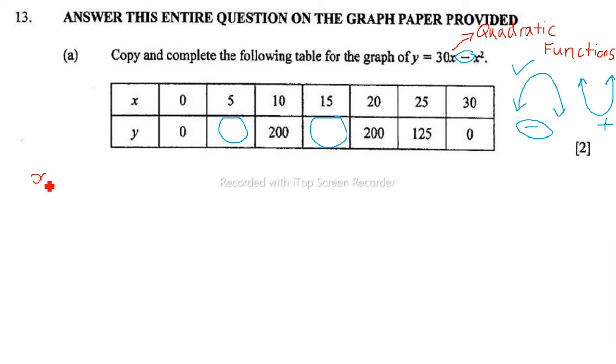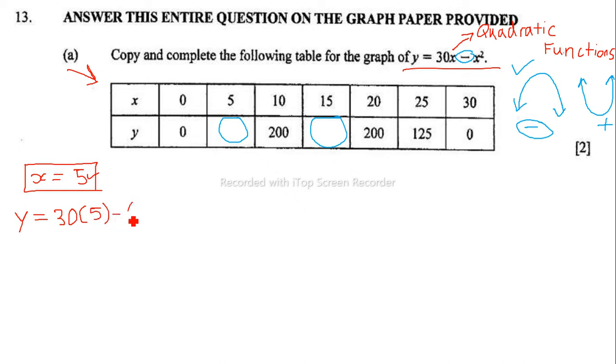So x equals 5. So we're going to use this function. It's y is equal to, so please draw this table and do the working that I have. So it's going to be 30, remember, x is 5, minus, remember, x is 5. It's going to be 5 squared.